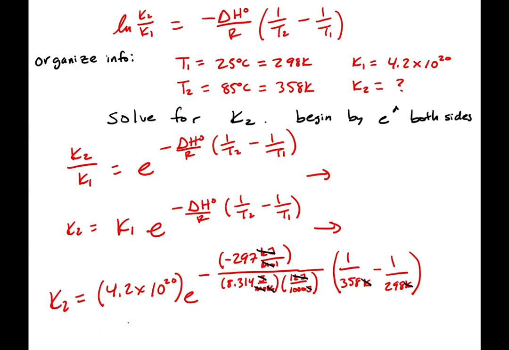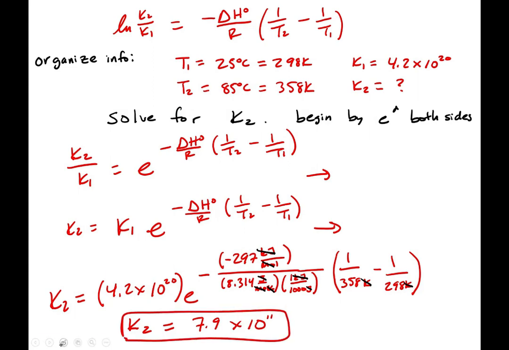Now, when you plug all of this into your calculator, you'll find that the new value of K at 85C is 7.9 times 10 to the 11. And there's our answer. Now, it's helpful to consider whether or not your answer is reasonable. And let's talk about how you can think through that in this problem. We're going to take a look back at the reaction.